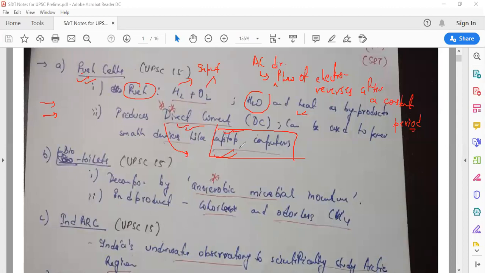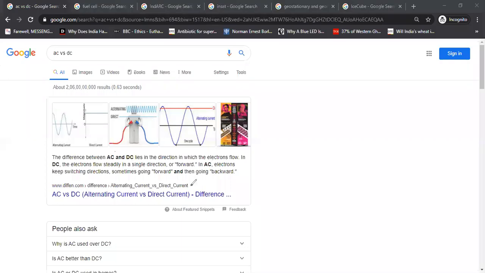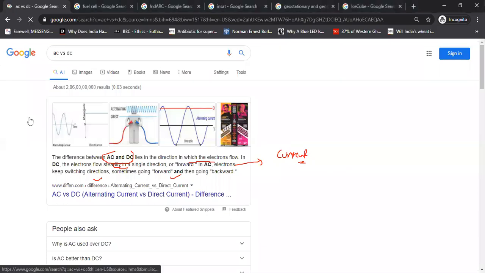First of all, as we have discussed AC and DC, the difference between AC and DC lies in the direction in which the electrons flow. In DC, the electrons flow steadily in a single direction, whereas in AC, the electrons keep switching directions. Here you can use electrons and current synonymously. They are not exactly or technically the same, but yes, they are used together. So you can say that current keeps switching direction, sometimes going forwards and then backward. That happens in the case of AC, and in DC the electrons flow steadily in a single direction.